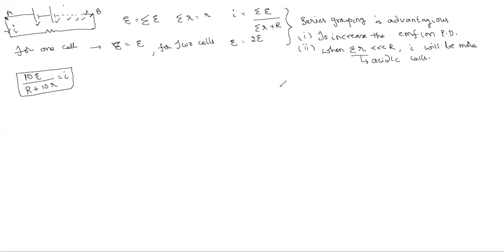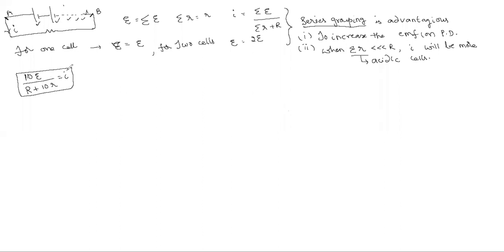Okay, not diluted. So this is the concept we learnt, and these are the two points we extracted today from the concept we discussed yesterday. One, why is the series grouping of cells preferred? It is preferred to increase the EMF. It is also preferred to increase the current under some condition: sigma R is much less than capital R. Okay?